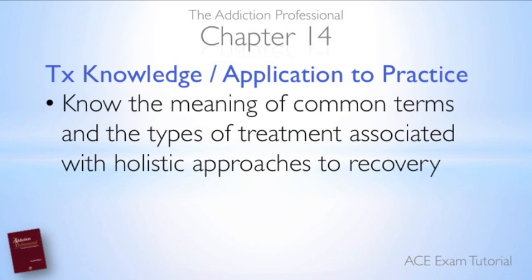For example, understand what acupuncture is, understand what hypnotherapy is, and be able to distinguish between the characteristics of each of those approaches. And finally, in this chapter, within the section titled Effects of Drugs on the Body, know that the syndrome known as wet brain is due to nutrient deficiency, and that this chronic brain syndrome is caused by long-term alcohol abuse.